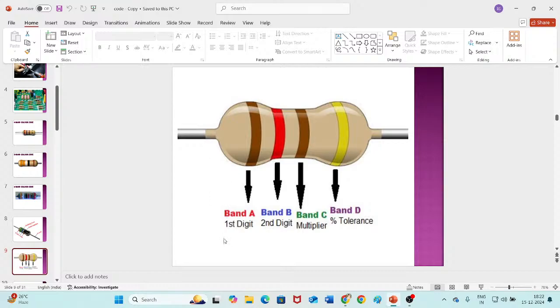So band A is our first digit, band B is our second digit, band C is the multiplier, band D is the percentage tolerance. So band A is what? It is our first digit, band B is second digit, band C is our multiplier, band D is our percentage tolerance.